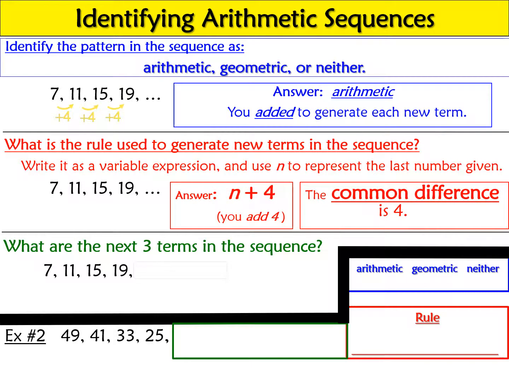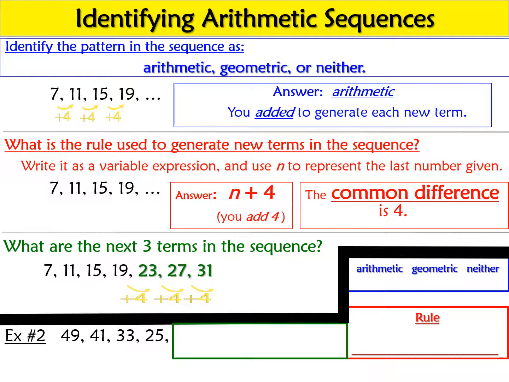Now, there's another term we're going to use with sequences, and that's called a common difference. And what a common difference is, it's the number we're using to move forward each time. So in this case, the common difference is positive 4. So finally, the last 3 terms in the sequence are going to be 23, 27, and 31.